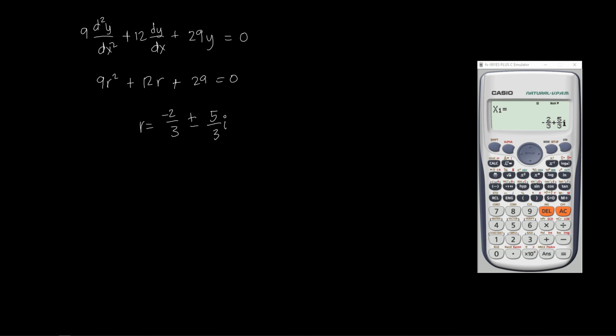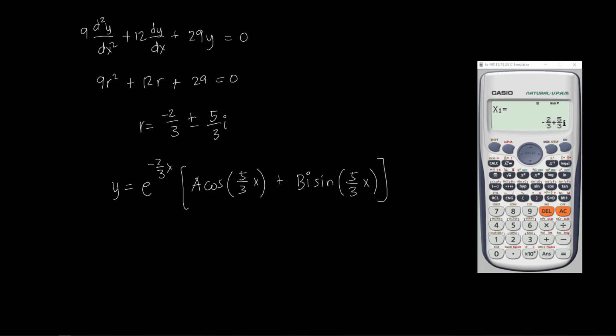What is our general equation or general solution? e raised to negative 2/3 x, multiplied by a cosine of 5 over 3 x, then plus b sine of 5 over 3 x. Okay?